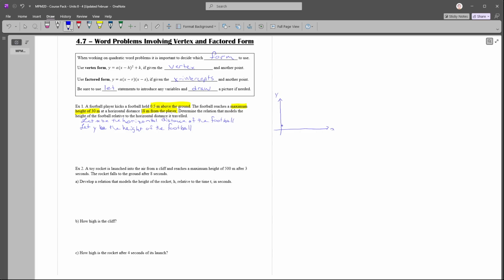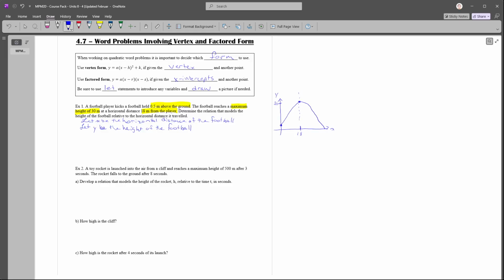Okay. Now it starts off at a height of 0.5 meters. But we know 18 meters down the field, now my scale is not perfect, but 18 meters down the field, it's going to hit a maximum height of 30 meters. So right about there. So if we're to graph this, okay, this is basically what the trajectory of our football is.